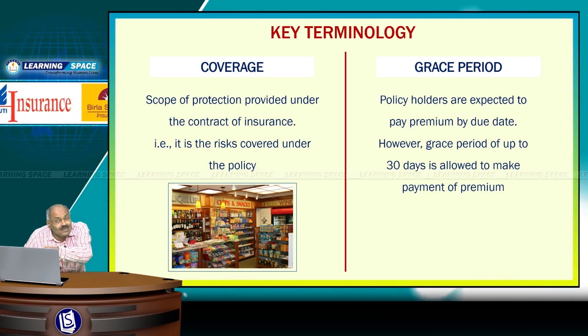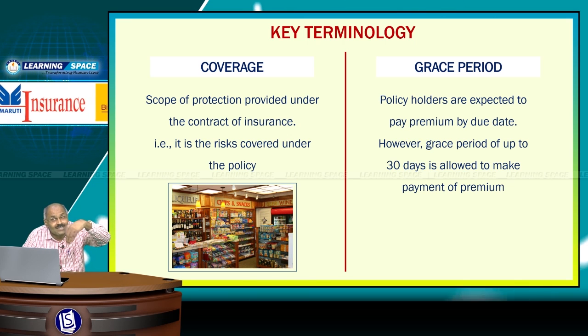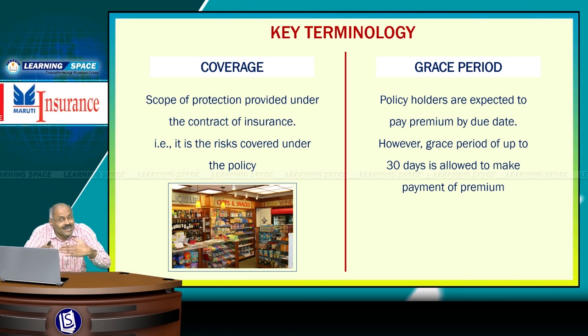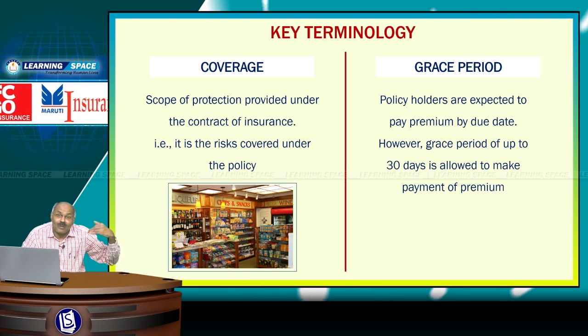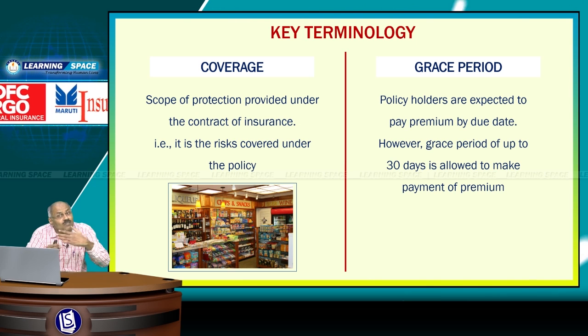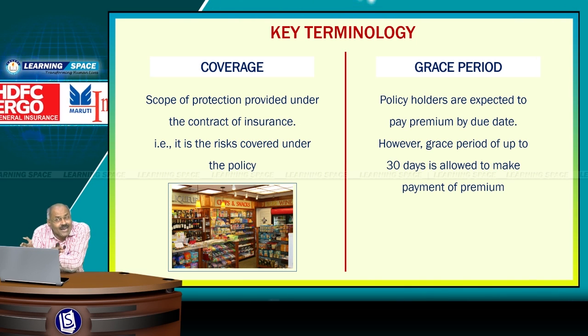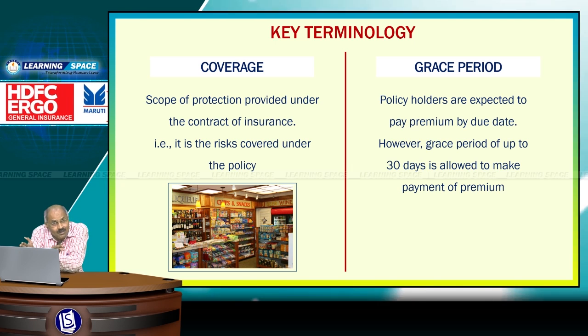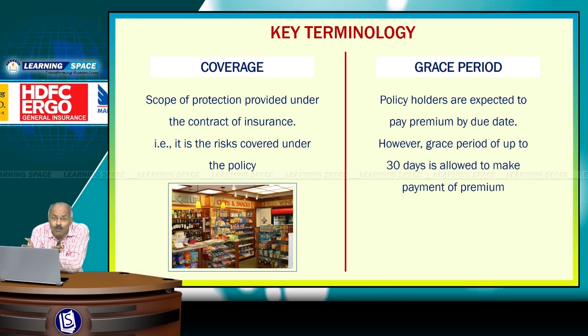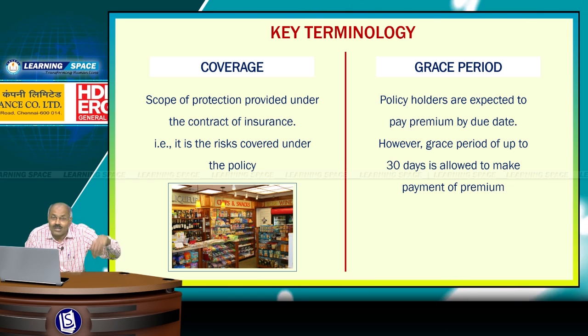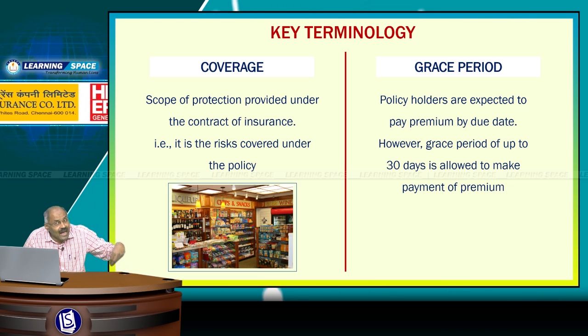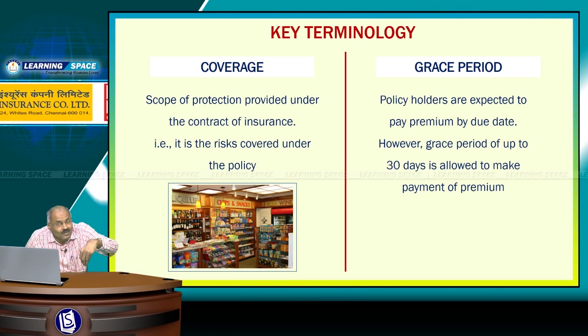Then grace period. Policyholders are expected to pay the premium within the due date. Suppose the due date is March 15th, policyholders are expected to pay the premium by March 15th. However, beyond that date, some grace period is allowed for payment of the premium. That is normally up to 30 days. During that period also the policy will be in force. So the grace period is the period which is allowed to make payment of the premium, right?